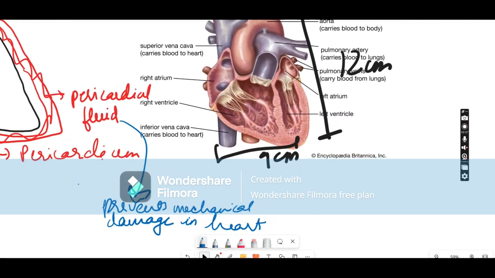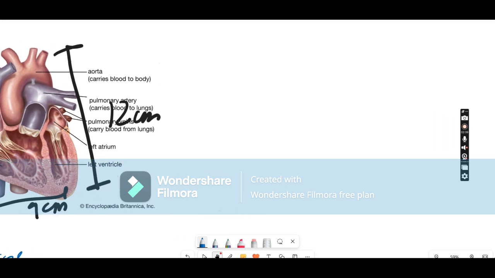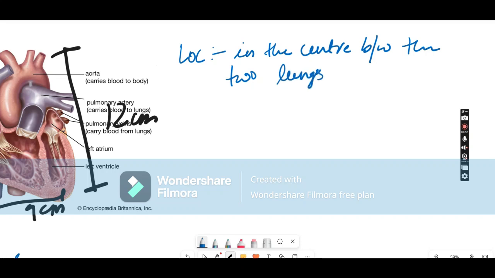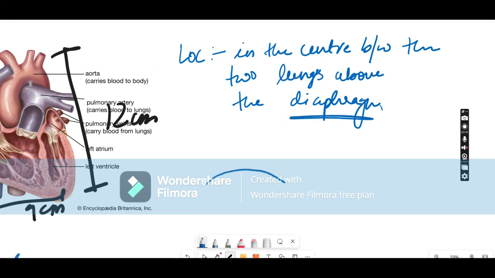Now, let us talk about the location of the heart. So, the heart is basically located in the center between the two lungs above the diaphragm. Okay, now the heart is located between the two lungs in our body, that is almost in the center of our chest and above the diaphragm. Diaphragm is a muscle in our body which is slightly below the lungs and it is somewhat shaped like this.